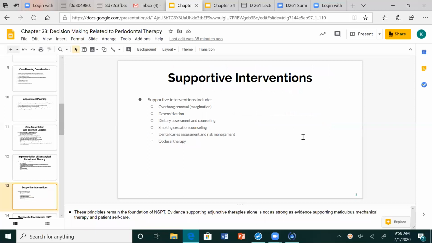Alrighty. Supportive intervention. So overhang removal, desensitization, dietary assessment and counseling, especially if there's someone who's getting like root caries. Smoking cessation, huge that they understand the risks with smoking and periodontal disease. Dental caries, risk assessment and risk management. Do they need fluoride varnish? Do they need to be using a fluoride rinse? Prescription fluoride toothpaste, what do they need? And this is just complete care, okay? This is making sure that we're doing our very best for the patient.